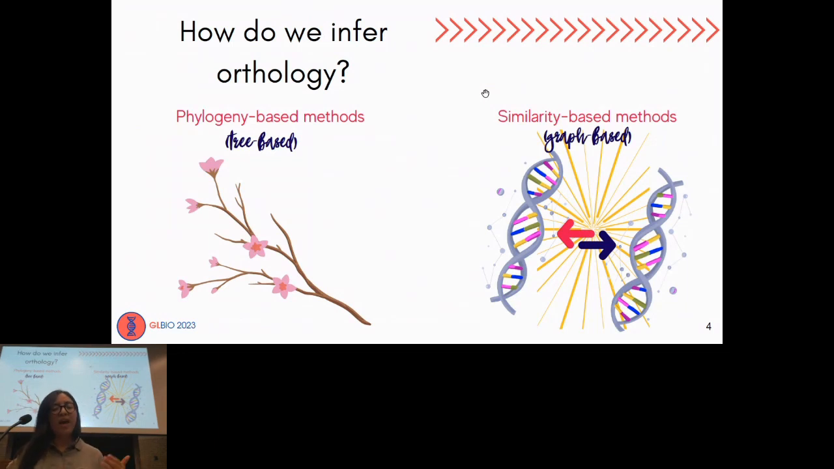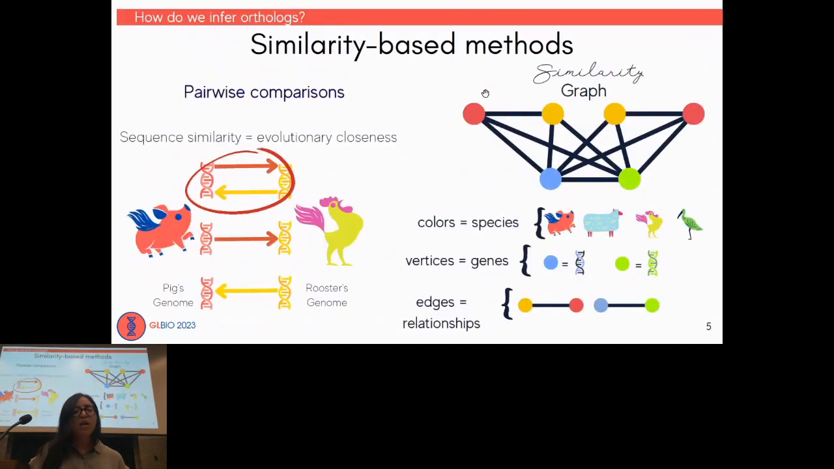On the other hand, we have similarity-based methods, also called graph-based methods, which will be the main focus of my talk. In similarity-based methods, we make pairwise comparisons through the assumption that sequence similarity is a measure of evolutionary closeness. You run, for example, a BLAST, an all versus all genome. So we have, for example, the pig genome and the rooster genome, and we compare each of their genes. And whenever we have a reciprocal hit, we say that they're most similar.